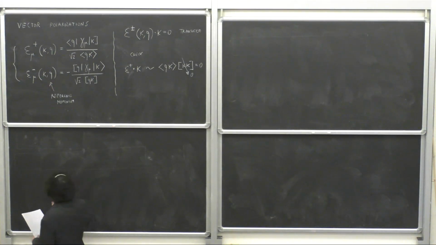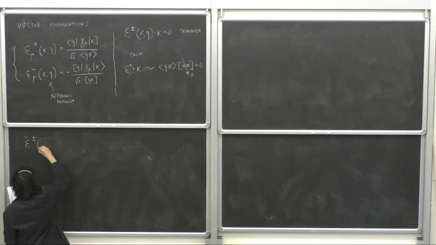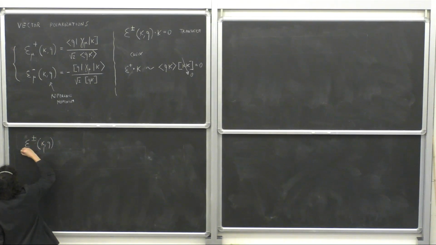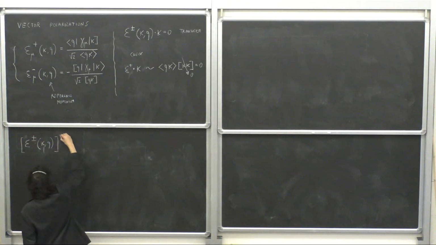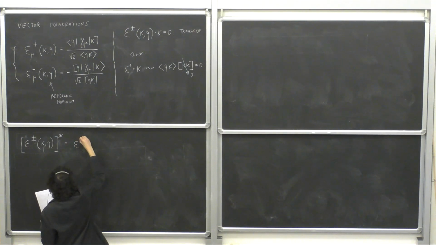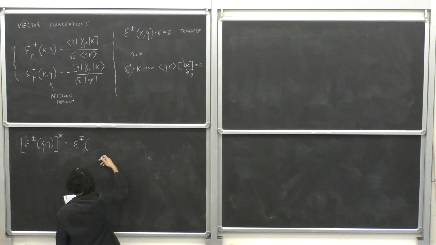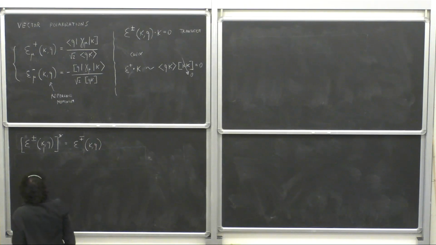A second property is behavior under complex conjugation. You take KQ and you take the complex conjugate of this, and you can see, based on the rules I specified before, that what you're just doing is changing the sign of the helicity label, which is a good property to have.